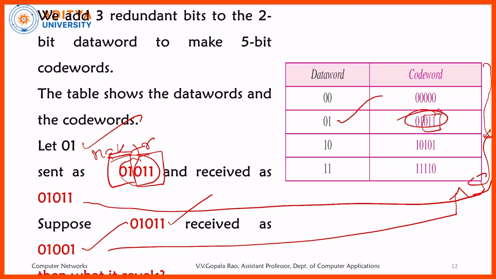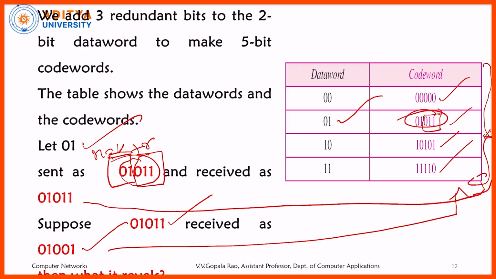How is it going to correct it? That is another important thing we are going to identify here. So here, if you see 0 1 0 0 1, it is not matching any of the code words. So now it is going to assume that 1 bit is corrupted. It is assuming that 1 bit is corrupted.